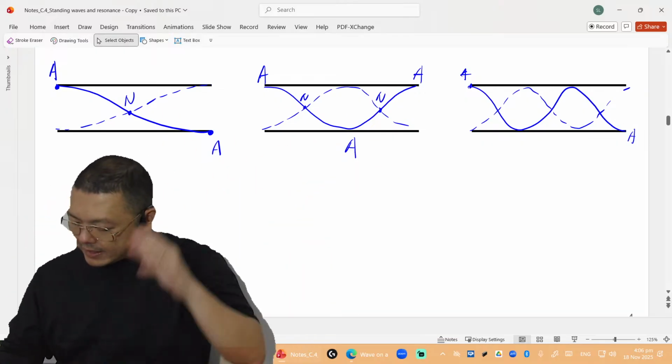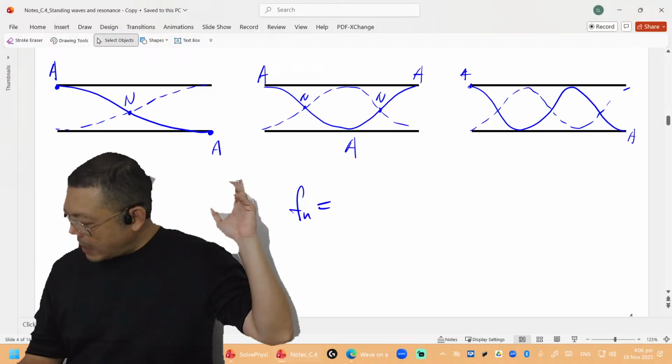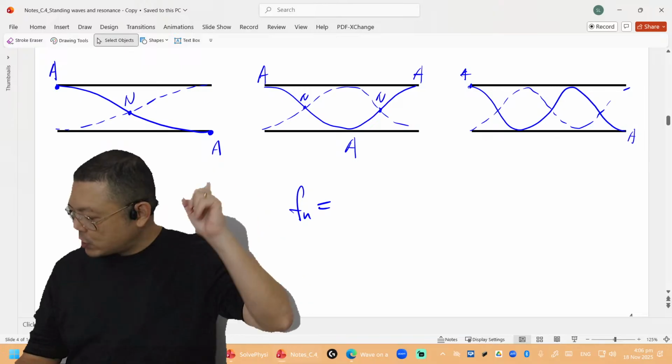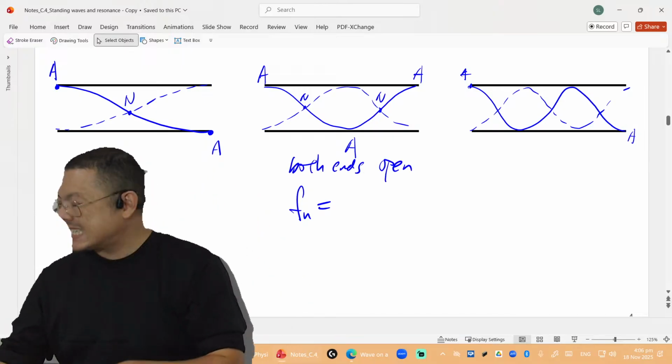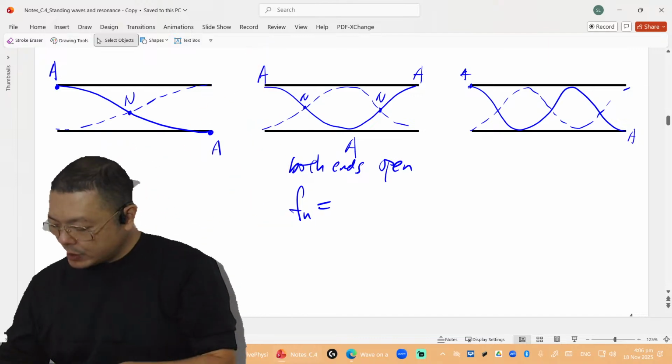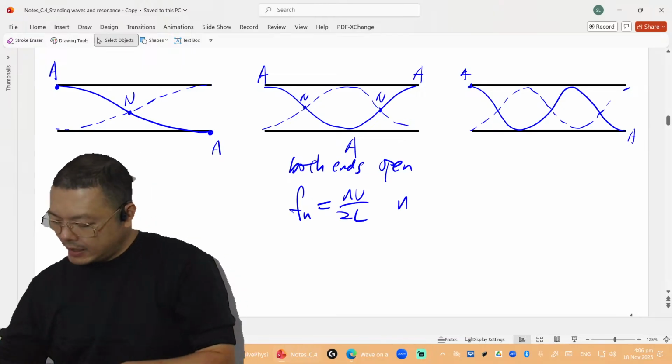Both ends open. Let's not waste any more time. Fn, the general formula for the nth harmonic frequency for both ends open, is the same as the one before. Fn equals nv over 2L. Okay, that's it. n equals 1, 2, 3, 4, 5.